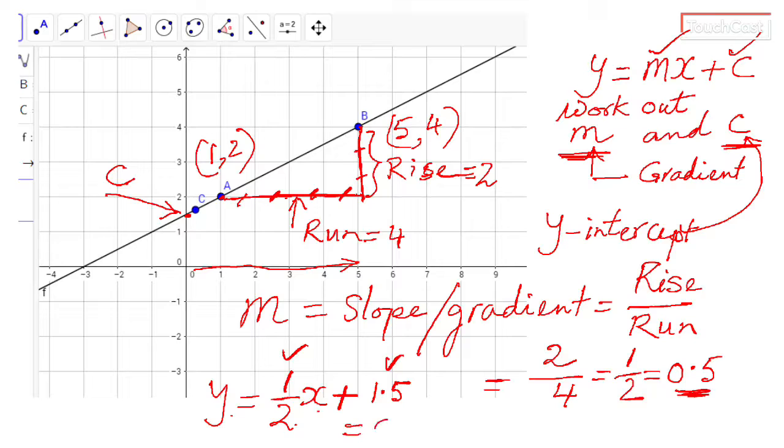1.5. You might prefer to write it as 0.5x plus 1.5. And that's it.